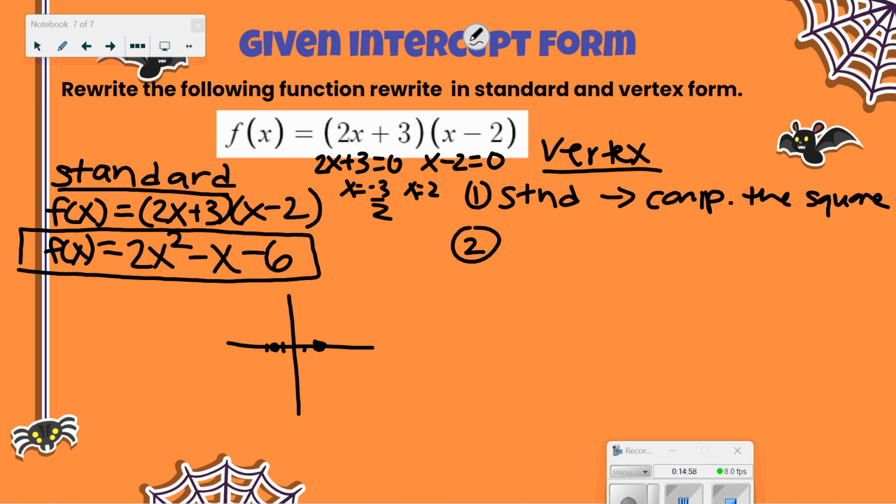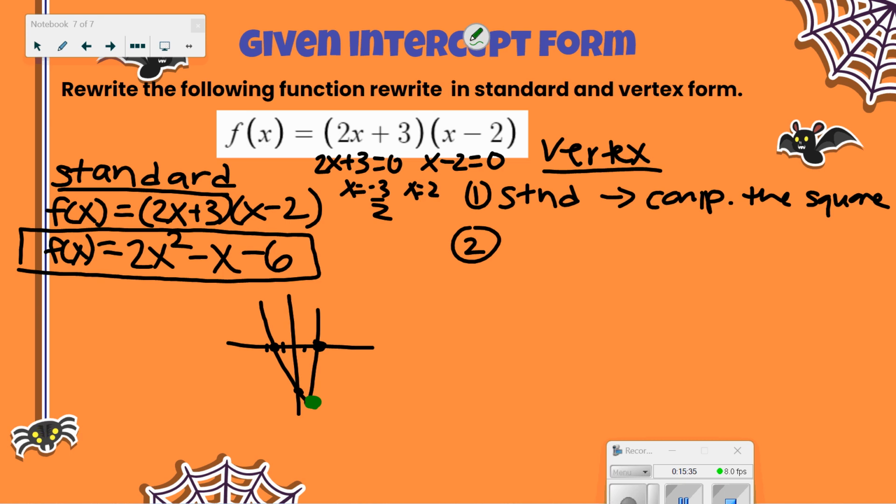Okay, so here are my two intercepts, and if I plugged in 0, I would have 3 times -2. So that would give me a y-intercept of -6. So my graph looks something kind of like this. And if I find my vertex, can I get into vertex form if I know my vertex? I can. So here's where my vertex is going to be. But how can I find this key vertex point using my intercepts? What is something we talked about on that first day?